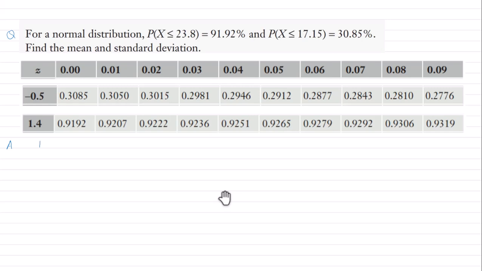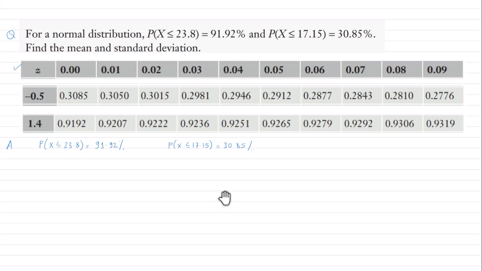So what is given is probability of x less than or equal to 23.8 is 91.92%. And what is also given is probability of x less than or equal to 17.15 is equal to 30.85%. So let's focus on the first value. So I've captured the Z table, as I mentioned. For different values of Z, it gives the probability as indicated in decimal. For example, 0.3085 for Z value of minus 0.500.